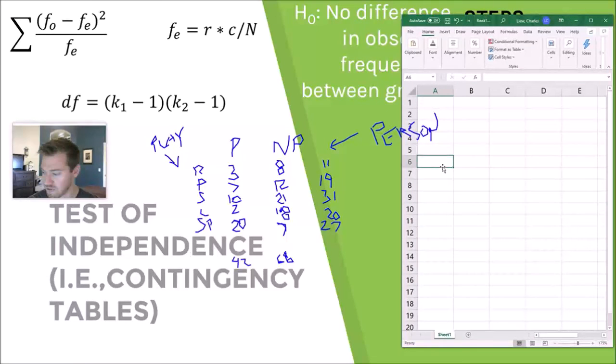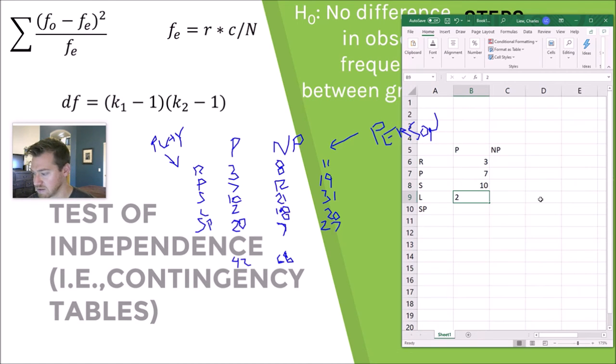So we have the type of play, which is rock, paper, scissors, lizard, and Spock. We have the type of person, which is physicist or non-physicist. And then we have our data, 3, 7, 10, 2, and 20, and 8, 12, 21, 18, and 7. Now we'll check whether or not I did math well. We're going to sum all of these, right? And what this is going to do is give us our row totals like we did in our hand version. Okay, and here we're going to sum our columns, which is giving our column totals.